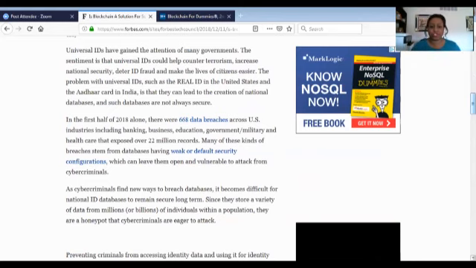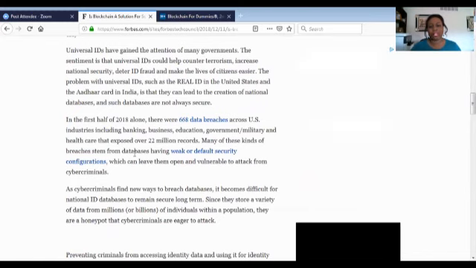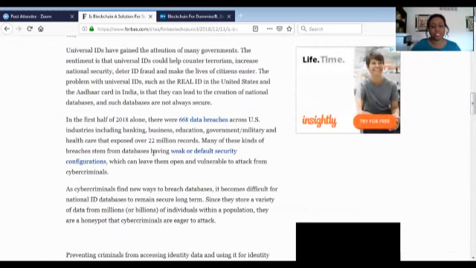So it says here, in the first half of 2018, there were 668 data breaches across U.S. industries, including banking, business, education, government, military, and healthcare. It exposed over 22 million records, is what he's saying. I believe that number is seriously underestimated. Today, there was just a mention of Google Plus, and I think there were like 50-something million records there. Of course, not all those people are U.S., but I don't know. I think the 22 million is seriously underestimating it. Many of these kinds of breaches stem from databases having weak or default security configurations.